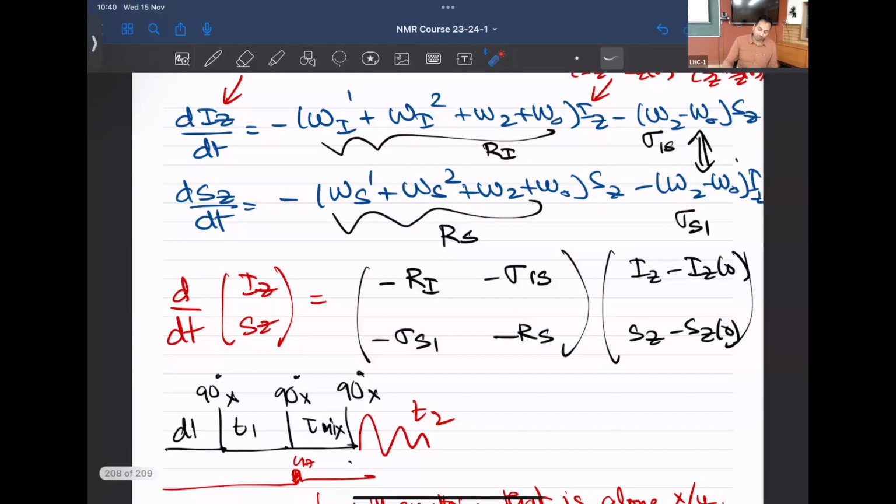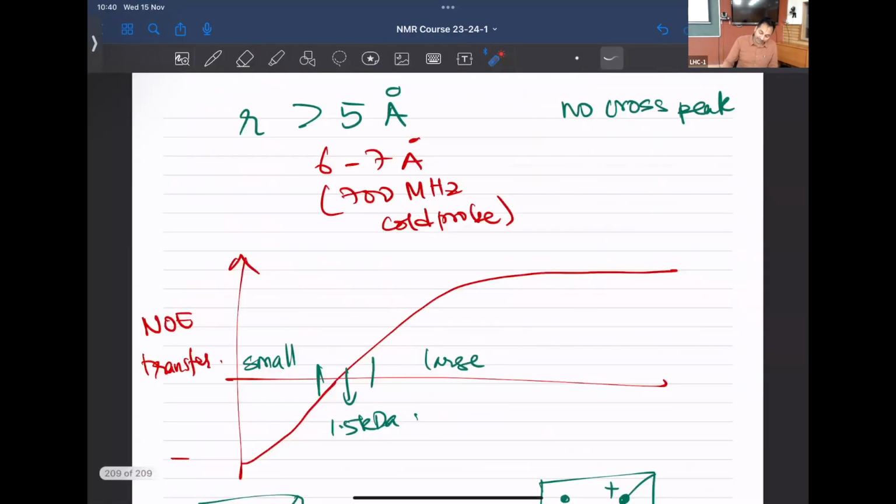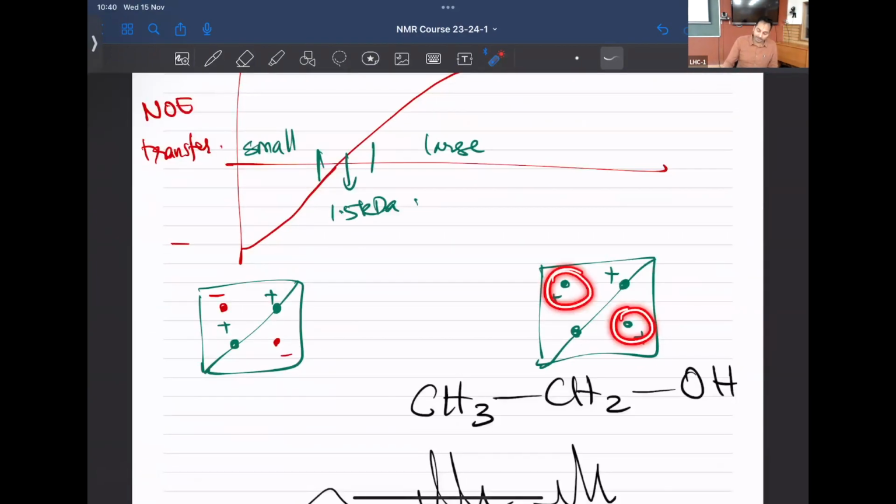So basically in a 2D NOESY experiment, if you end up collecting data, if you forget transverse relaxation happening, the information that you extract from this cross peak will be identical to the information that you extract from this cross peak. That's about it. So that's the impact of a 2D NOESY experiment.